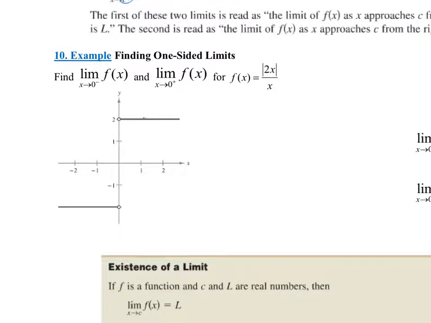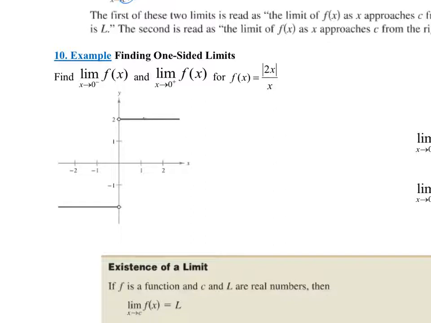It says, find the limit as x approaches 0 from the left, is how you'd read that, with that little negative sign, of f of x. And the limit as x approaches 0 with the positive sign, that's from the right, of f of x. For f of x equals the absolute value of 2x over x.